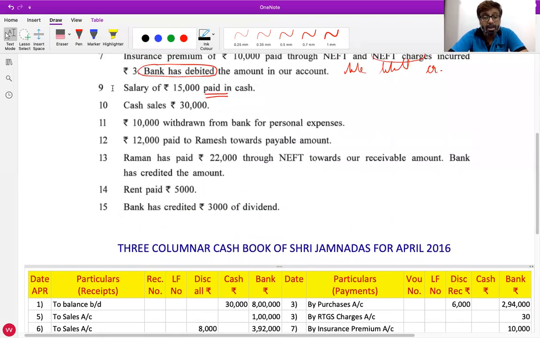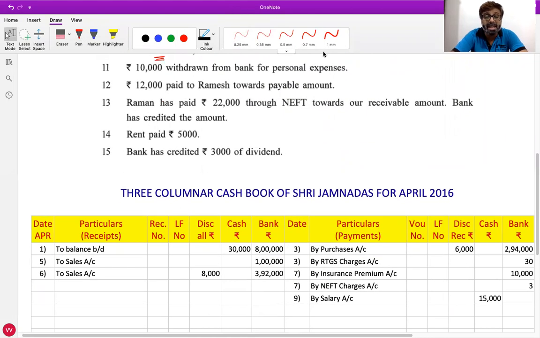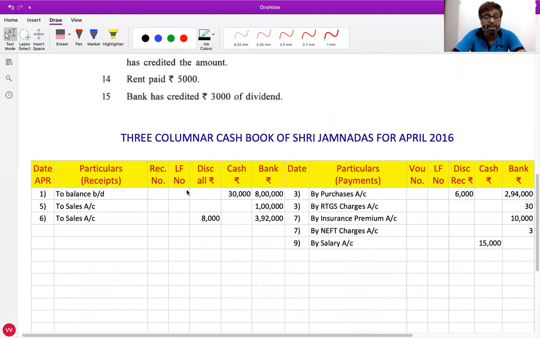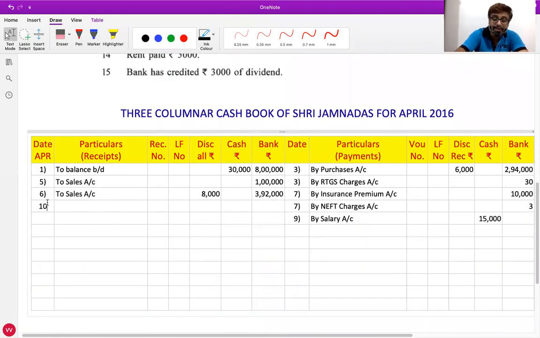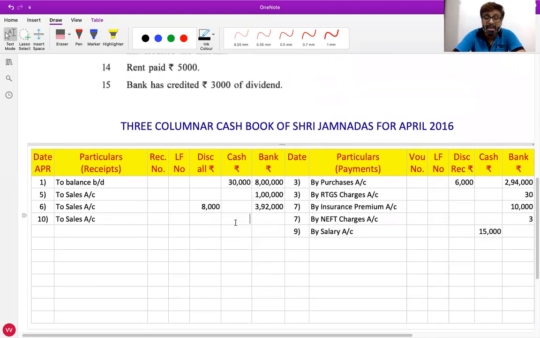Now, cash sales 3 lakhs. So cash account debit to sales account. When we sell the goods, will we receive the money or pay the money? Receive the money. So it will come on the receipt side, debit side. All of you write down debit side, date is 10. Opposite account to sales account. And cash sales, so in the cash column 30,000. Is this clear?